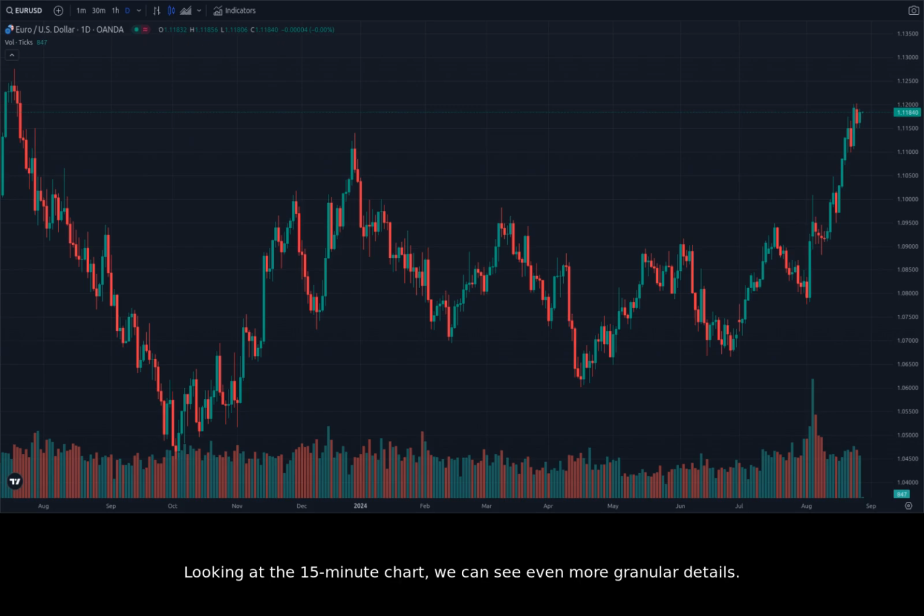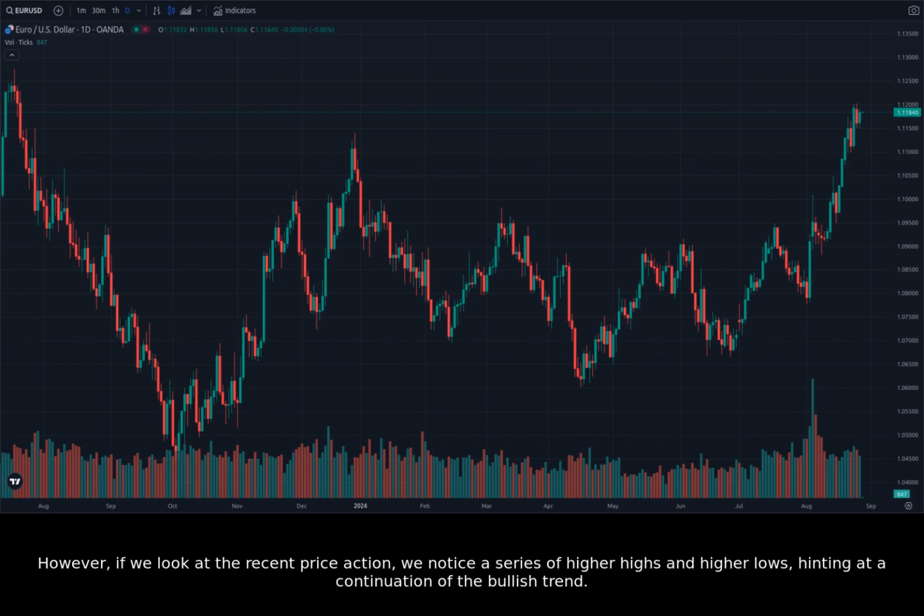Looking at the 15-minute chart, we can see even more granular details. The price has been fluctuating within a tight range, making it challenging to determine the next direction. However, if we look at the recent price action, we notice a series of higher highs and higher lows, hinting at a continuation of the bullish trend.